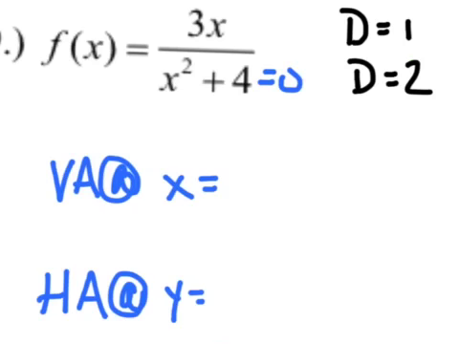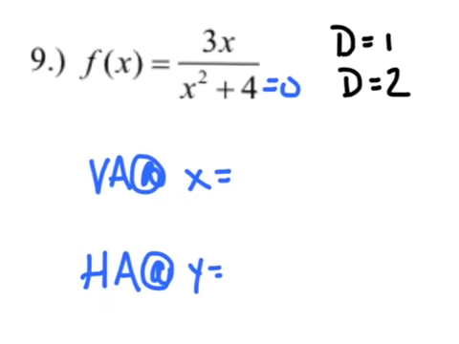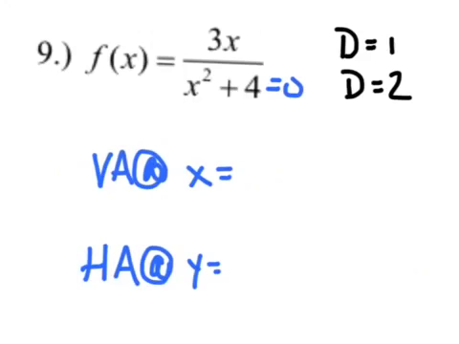On number 9, I set x squared plus 4 equal to 0. I'm going to subtract 4. X squared is equal to negative 4. When I take the square root of that, it's the square root of a negative, so it's imaginary. So we don't have a vertical asymptote there because it's imaginary.